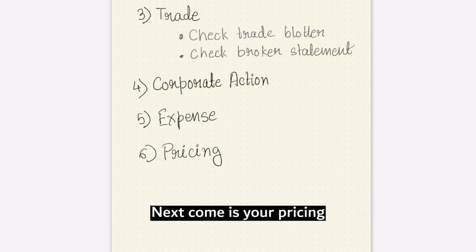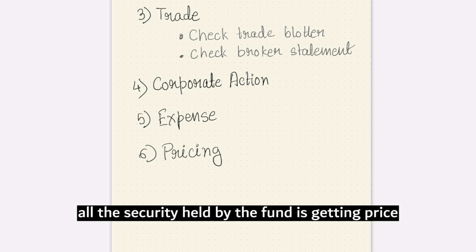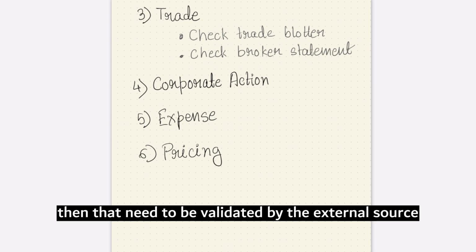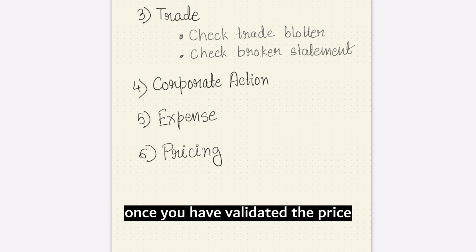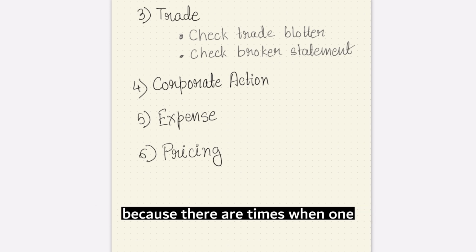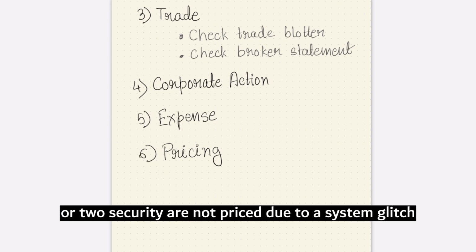Next is your pricing. Pricing is when all the securities held by the fund are getting priced. If there is a huge price movement for any particular security, then that needs to be validated by an external source. Once you have validated the price and all the securities are priced correctly, one more thing, as I remember, it's not about all the security price movements being reviewed. We need to see that all securities are priced, because there are times when one or two securities are not priced due to a system glitch. So that is also an issue.